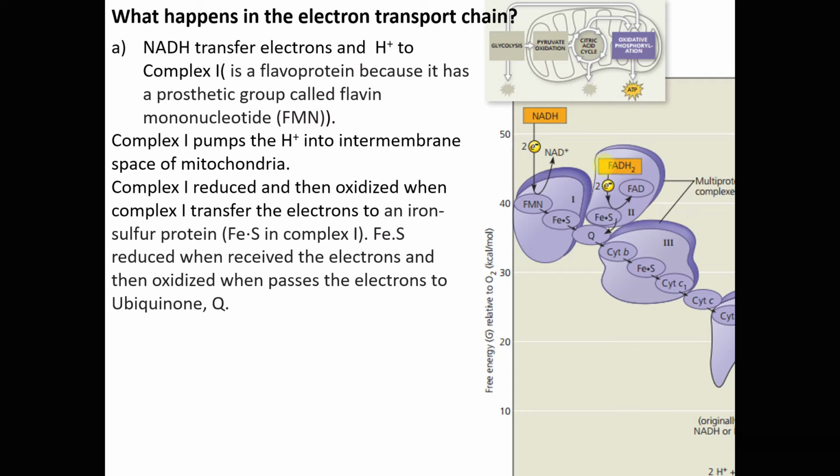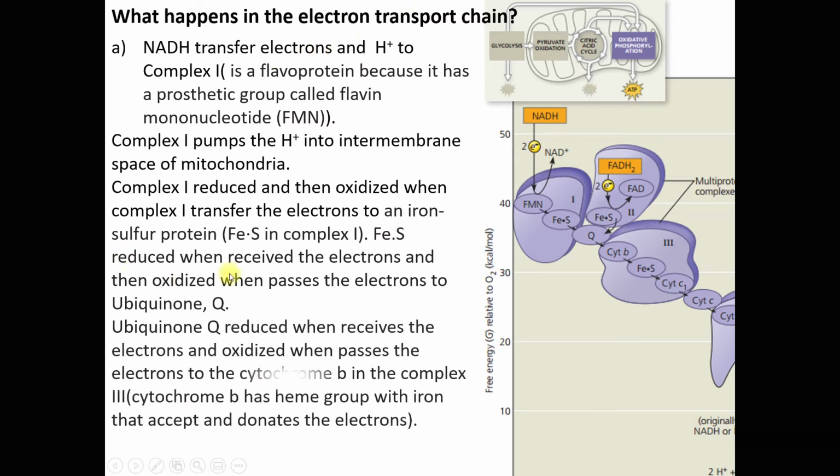Or simply, another view of the explanation: complex 1 is reduced when complex 1 receives electrons from the NADH. Then complex 1 is oxidized when complex 1 passes the electrons to the ubiquinone. Ubiquinone is reduced when ubiquinone receives the electrons from the complex 1. Then ubiquinone becomes oxidized when ubiquinone passes the electrons to the cytochrome B in the complex 3.